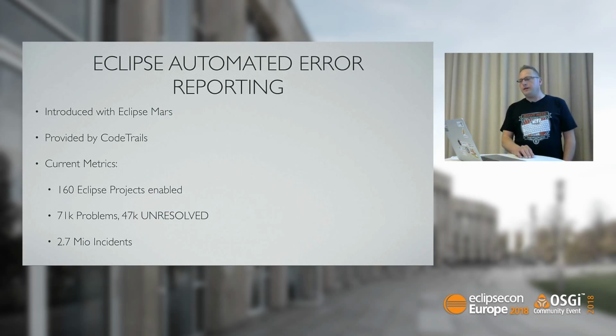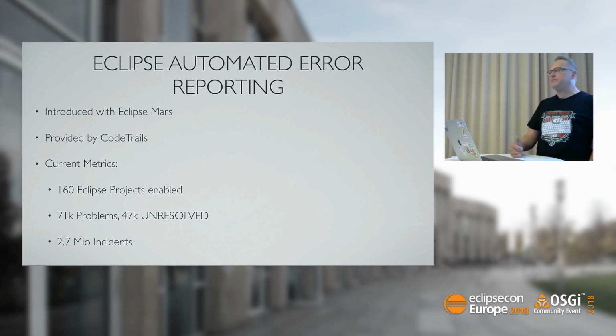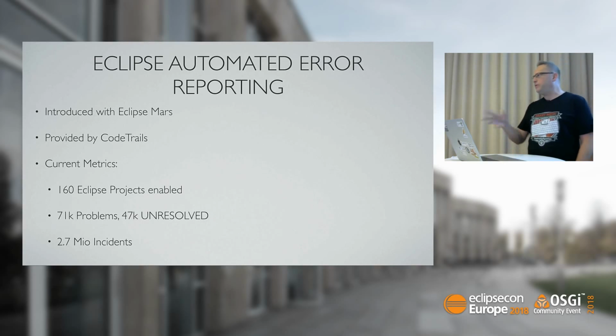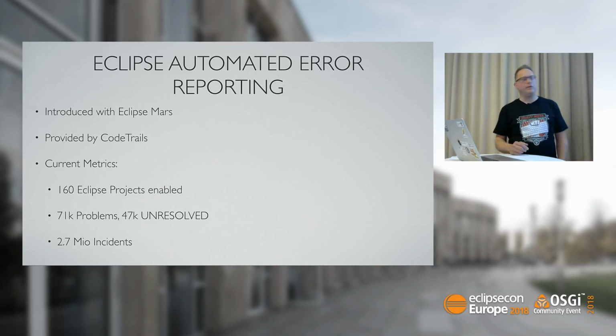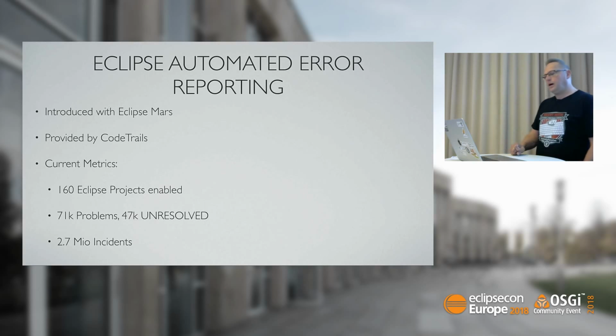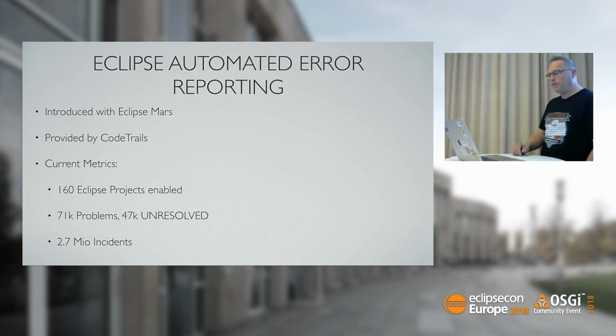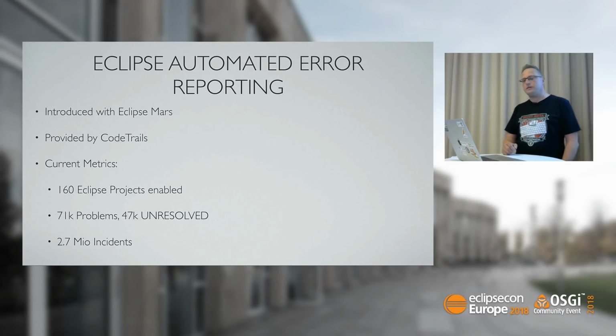The Eclipse Automatic Error Reporting was introduced with Eclipse Mars, so 3.5 years ago, by a company called CodeRails, and they have been developing this system, and it is actually also a product of them, and they provide this for the Eclipse infrastructure. And the system is now enabled at the moment for 160 Eclipse projects. And as you see, we collect many problems.